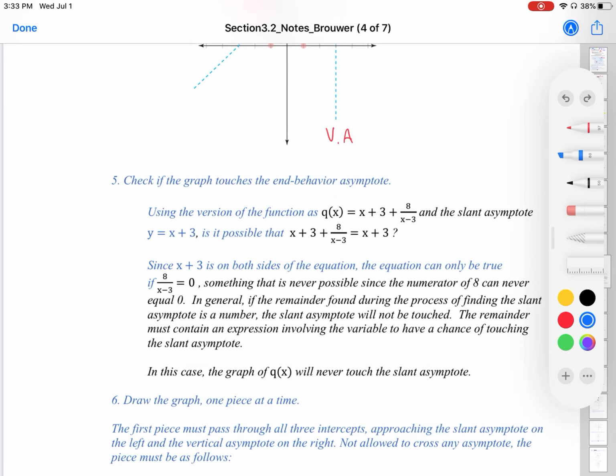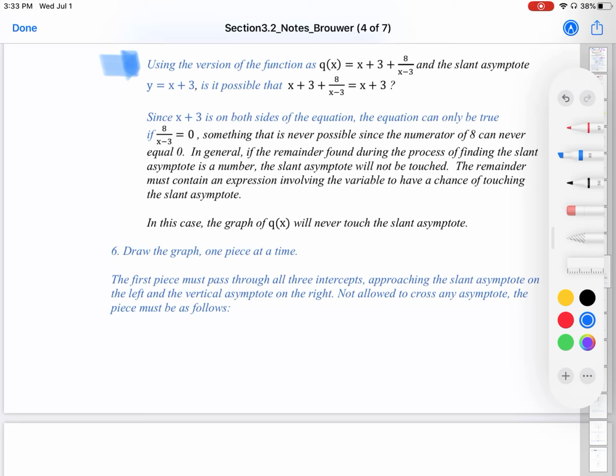Step 3: Check if the graph touches the end behavior asymptote. Using the version of the function q of x equals x plus 3 plus 8 over x minus 3 and the slant asymptote y equals x plus 3, it is possible that they can touch by setting them equal to one another. Since x plus 3 is on both sides of the equation, it can only be true that 8 over x minus 3 equals 0, something that never is possible since we have the numerator 8 equals 0. We multiply this to both sides so it cancels.